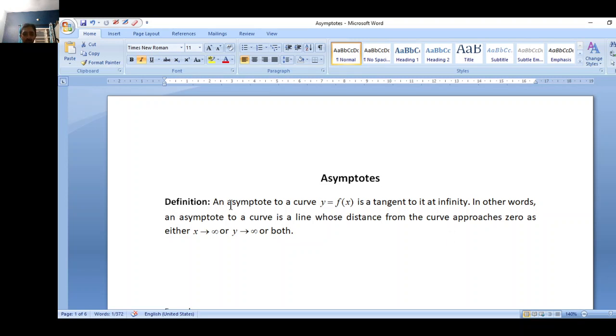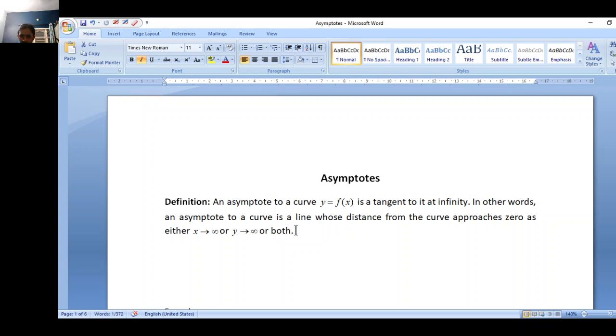We define the asymptote as follows. An asymptote to a curve y equals f of x is a tangent to it at infinity. Or in other words, we could say that an asymptote to a curve is a line whose distance from the curve approaches 0 as either x approaches infinity or y approaches infinity or both.